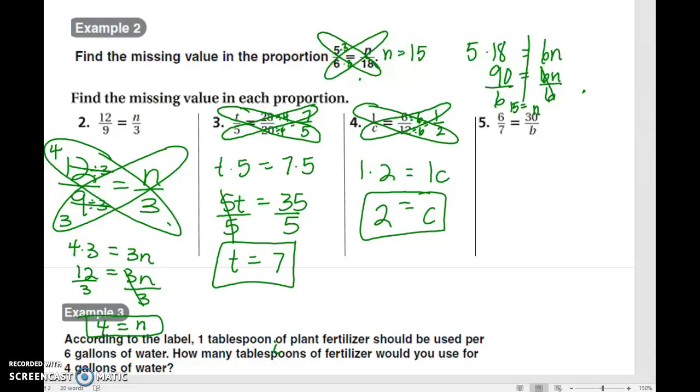Okay, is there anything that I can simplify? I can't use 6 and 7, and then 30 is over here by itself. So here goes my cross products. I have 30 times 7 equals 6 times b. And make sure your 6 looks different.